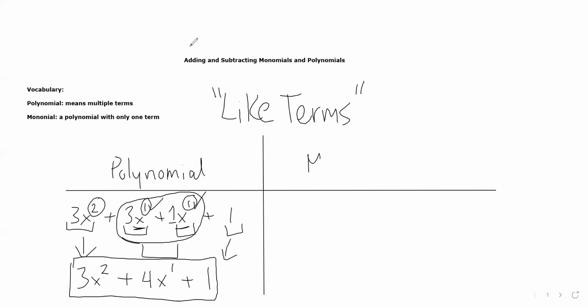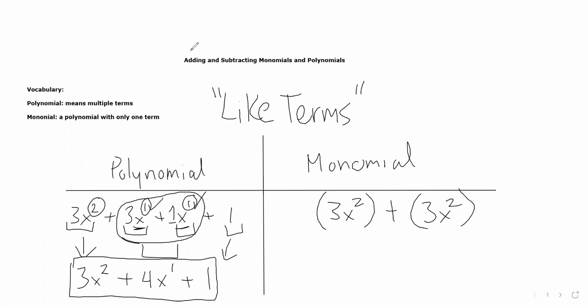So if that's a polynomial, what's a monomial? I might be spelling this wrong, but it's okay. A monomial is exactly what it sounds like. It's just one term. So let's say I had this, a polynomial with only one term. This is what we call a monomial. And if we were to add multiple monomials, it would be this. And then we're combining like terms here.